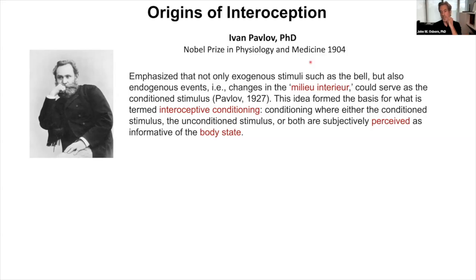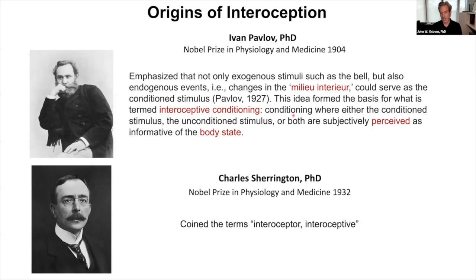When we talk about Pavlovian conditioning, so for example, a dog hearing a bell and salivating, that's an external cue. But he also talked about changes in the body, in the milieu interior, right? That could cause a conditioned stimulus. And he referred to this as interoceptive conditioning. So some signal in the body that results in a perception that alters autonomic output or neural output. And then Sherrington, of course, another famous neuroscientist who also got the Nobel Prize, came up with the idea of the interoceptor and interoceptive.